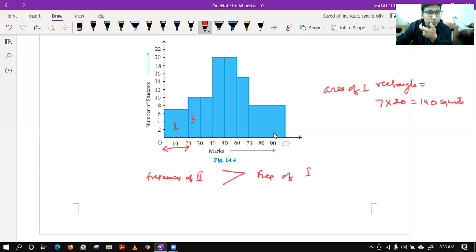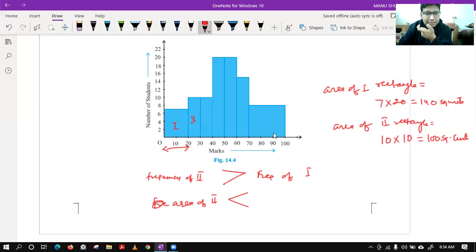Let us find now the area of second rectangle. Please tell me what is the frequency of second rectangle and what is the width. The frequency is 10 as well as the width is 10. So we have got 100 square units. So are we having the same thing? No. This time it is changed. Area of second is less than area of first.